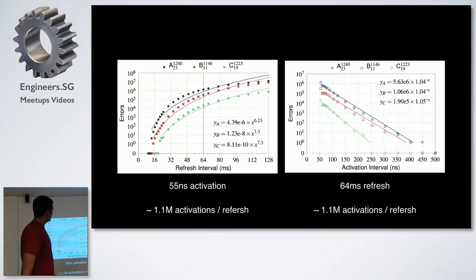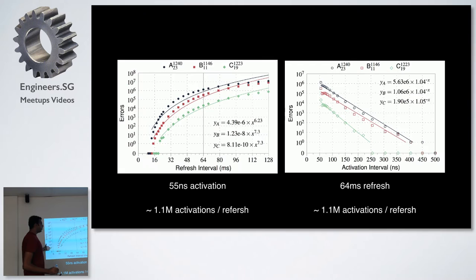Other few cool graphs in the paper is this. This is if you change the refresh interval. So the refresh interval is every 64 milliseconds. It's going to refresh itself. If you make it shorter, the chance of row hammer is less, because that makes sense, right? Because if the refresh interval is 64 and you access it every 50 milliseconds, you can hammer a row 1.1 million times. If you reduce the refresh interval, you can only hammer it less.